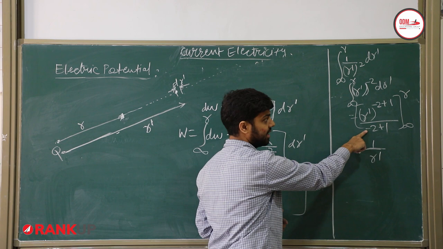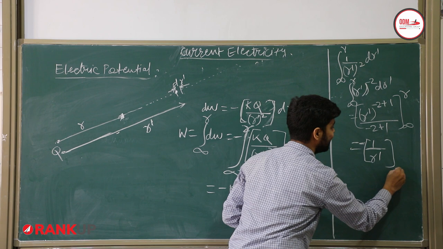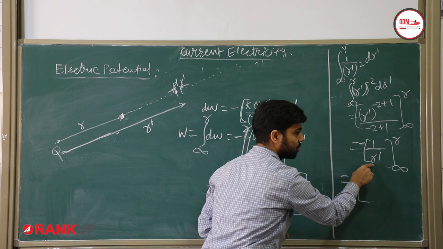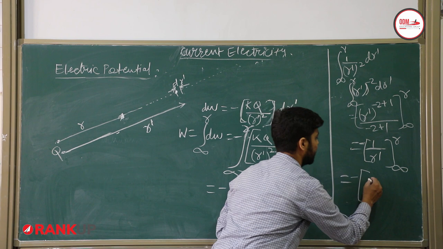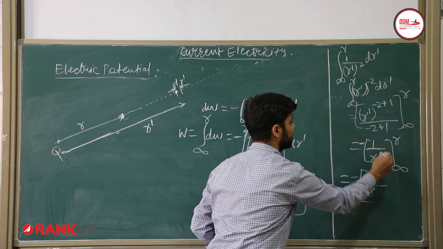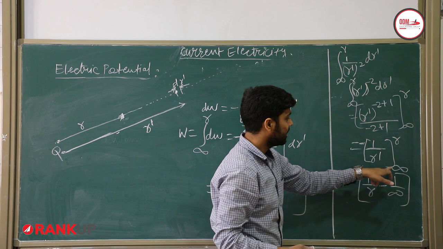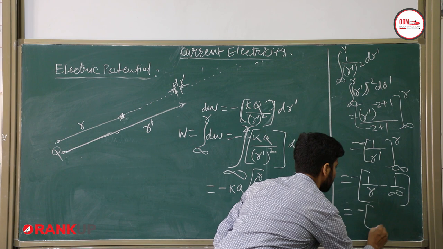Now let us put the integration limits, upper limit and lower limit. Firstly we will write the upper limit part. So this is equal to minus, with the minus kq outside. How to put the limit? In place of the variable r dash, we write the value, that is r. So 1 by r, then minus, then we put the lower limit at the place of the variable, that is 1 by infinity. So this is equal to minus 1 upon r, because 1 by infinity is equal to 0.